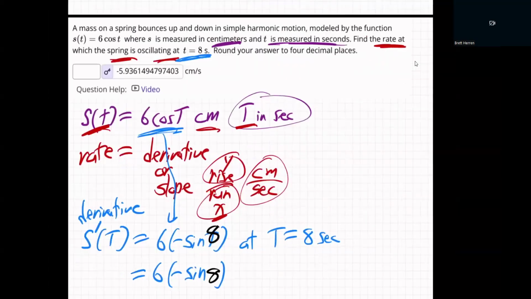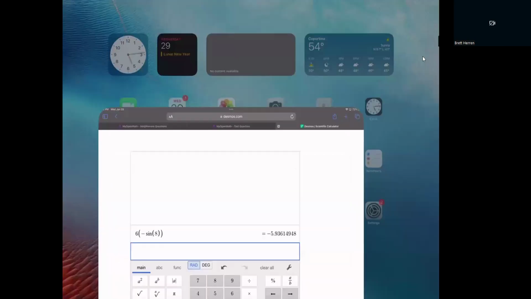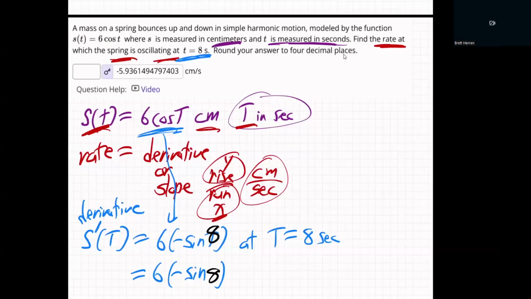Let's go back. So that's not coming out right. So what are we doing wrong? Seconds. T is 8 seconds. So we plug that in. The S prime, derivative of cosine, is negative sine of 8. And they're saying negative 5.936. Let's go back. Centimeters per second, negative 5.936. Negative. Oh, no, that is right. I'm sorry. There it is. That's right. Negative 5.93. I don't know why I thought it was wrong. It's right. We got it. And there it is.